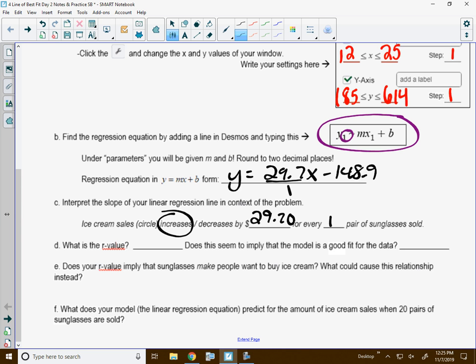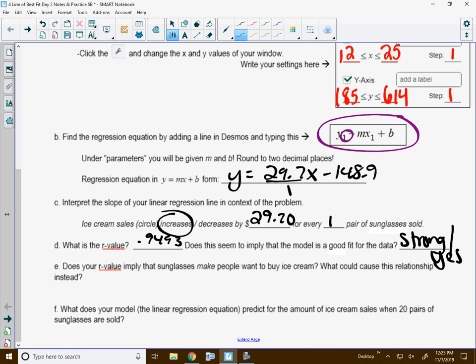Okay, our R value was 0.9493. What does that tell us? What does that tell us? Yeah, it's strong. Or does this seem to imply? So I guess we should say yes there.